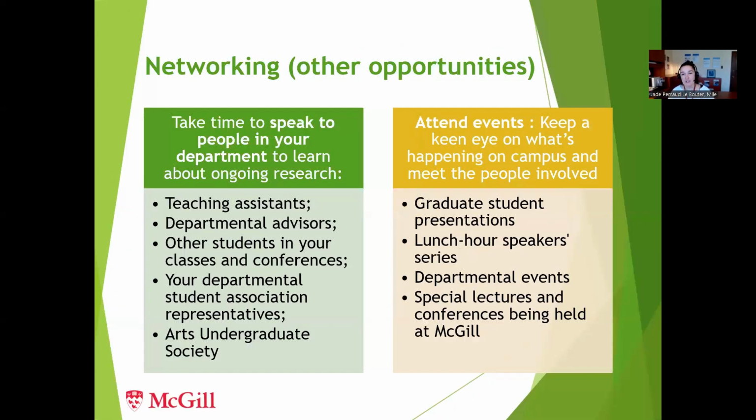In terms of networking and just knowing more about what kind of research opportunities are happening in your departments and in the faculty, there are many other people that you can talk to. So your teaching assistants, the departmental advisors. For example, in political science, you can go talk to the advisor in the department, and they might be able to refer you to a certain professor or area of interest. Talking to students in your classes and conferences, the departmental student association representatives, and the Arts Undergraduate Society.